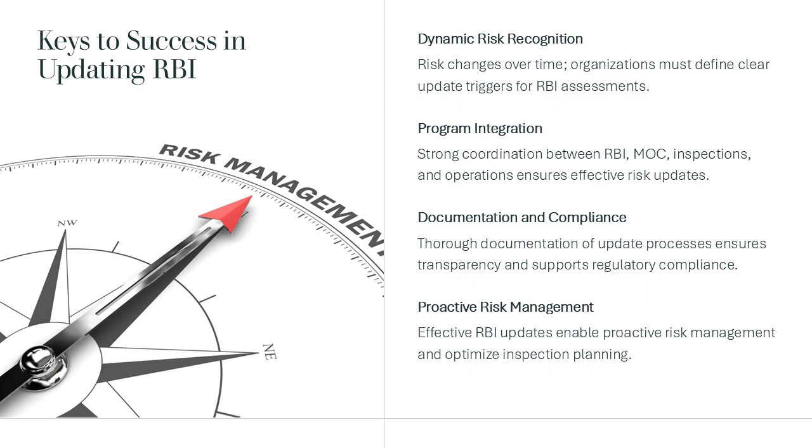Strong integration between RBI, MOC, inspection, and operating discipline programs is essential. This ensures that relevant changes are identified, communicated, and incorporated into risk assessments in a timely manner. Effective documentation of update processes and reassessment intervals supports transparency, auditability, and regulatory compliance. Ultimately, a successful RBI updating strategy enables proactive risk management, optimized inspection planning, and sustained asset integrity performance, delivering long-term safety, reliability, and economic benefits.